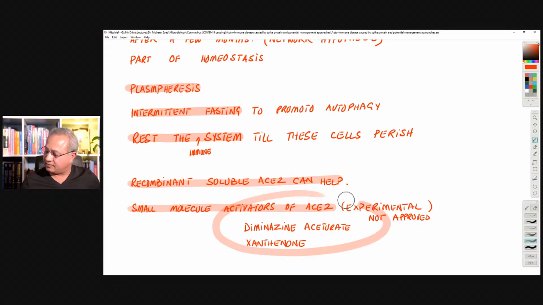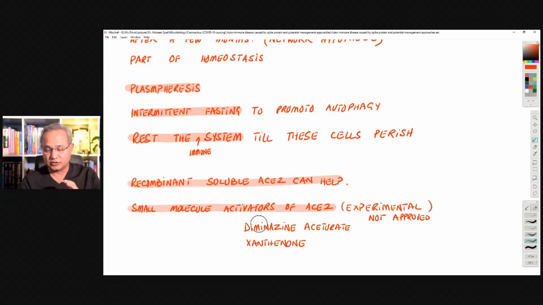Then there are experimental therapies, the small molecule activators of ACE2. I still have to talk about ARB, and I'll talk about that in a second. These are the activators of ACE2. We actually do not have a therapy to activate them. The therapies that I showed you in the beginning are experimental; one of them is in vitro, the other one is in rats. So they are still not available, but important to keep an eye on. Okay, so that is one set of possibilities.